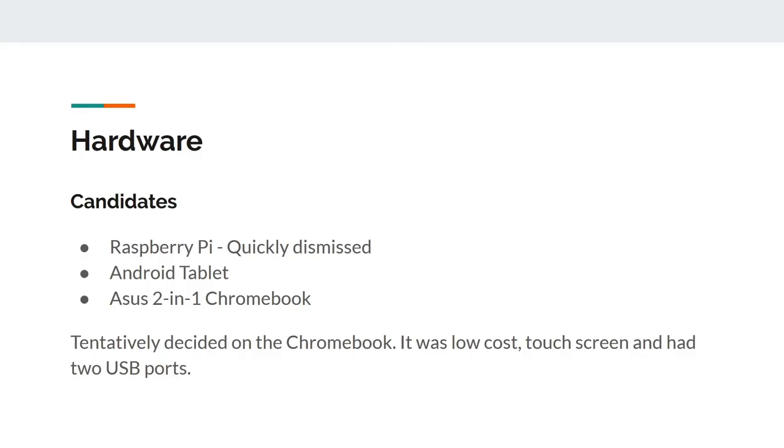And then at the time that we were doing all this, Asus had just come out with a 2-in-1 Chromebook that looked really interesting. It had the touchscreen interface. It could fold back on itself and just show the screen. It was low cost, which was important to us. It was around $230, I think. It had the USB connectivity that we needed. It had Wi-Fi, pretty much everything we needed other than Windows. So we decided that we would try to prototype something on that.